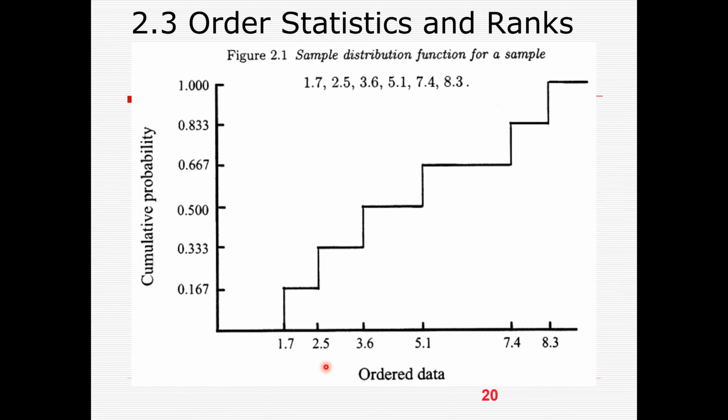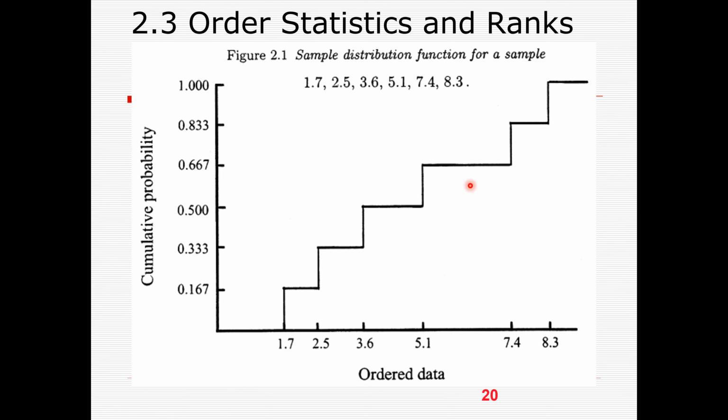This is the sample distribution function. The horizontal axis shows the ordered data, here the real observed values of the sample. And the vertical axis shows the cumulative probability, or the SDF value. The larger the sample size is, the more steps there are, and each step is smaller, right? Suppose there's no tie ranking. Every observation has its unique rank.